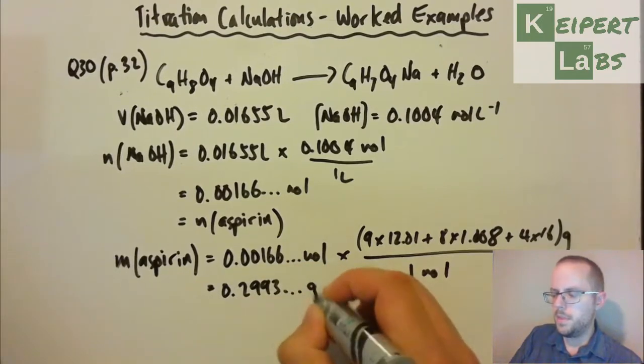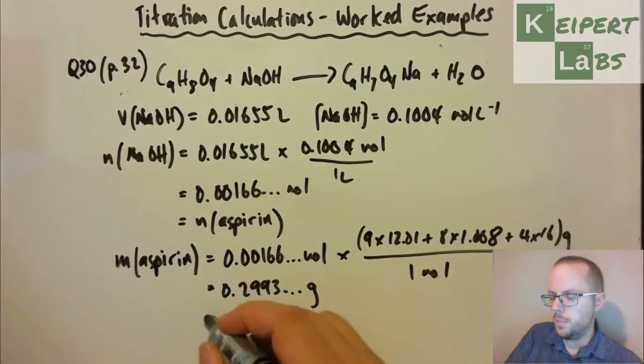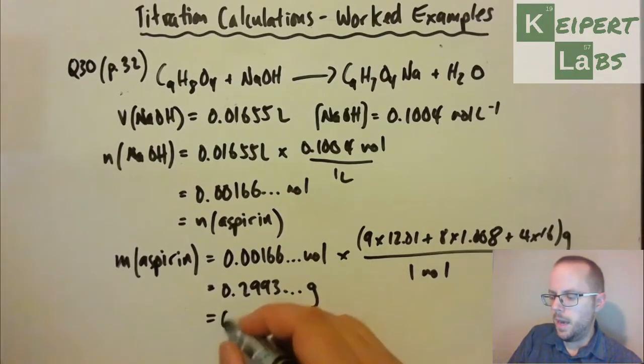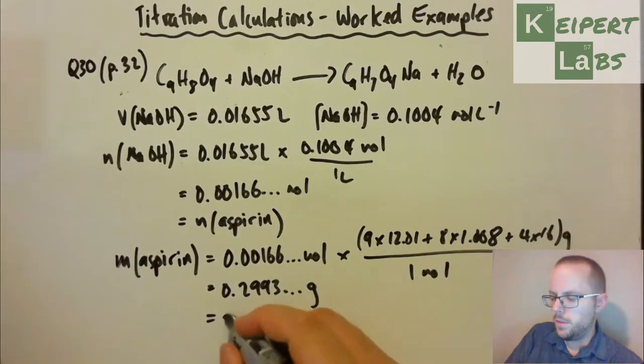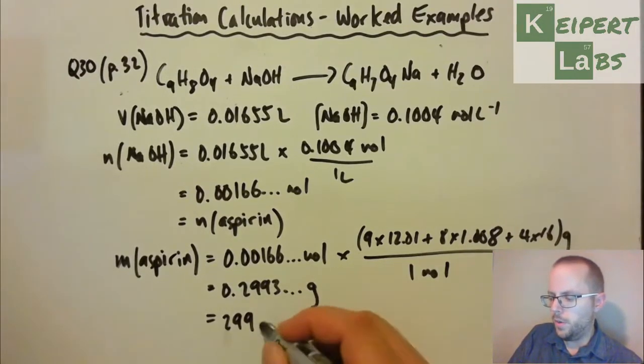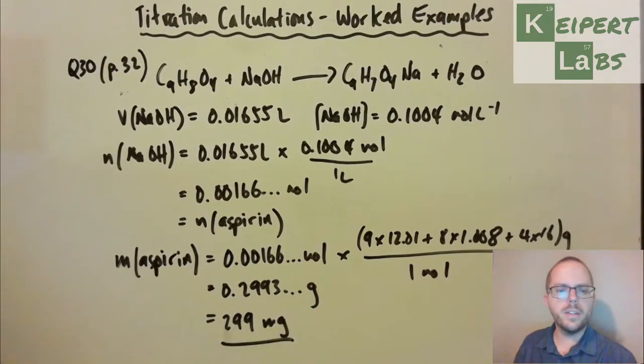0.2993 something grams. Now remembering that our question needs to be answered in milligrams, we need to multiply by 1,000. So we're going to go with 299 milligrams. And so that's the answer to that part of the question. So we've gone through two worked titration examples.